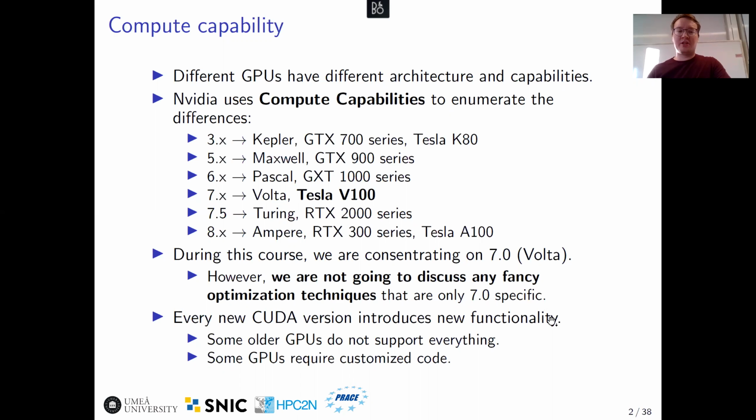Then you should also consider that there is this compute capability that refers to the GPUs themselves, but CUDA itself has several versions, and each version has introduced new functionality. And some older GPUs do not necessarily support all of the functionality that's implemented in the latest version of CUDA. And sometimes you may even have a situation where you have to write a piece of code that does a compile-time check of which compute capability you are compiling for, and then write a slightly different version of the code that takes into account the differences between the different architectures.